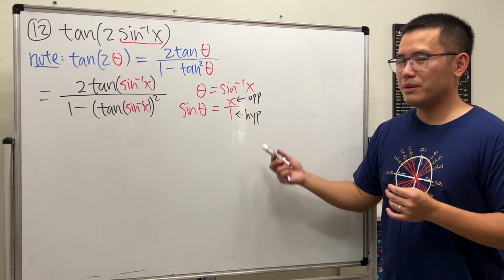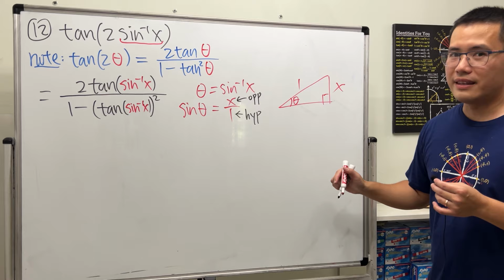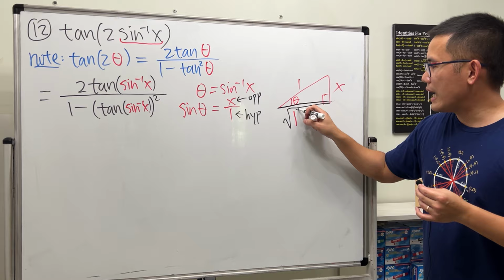Anyway. All right, based on this, let's go ahead and draw a triangle. Opposite is x, hypotenuse is 1. Here's the angle theta. And to figure this out, how do we do it? This is just a side, right? It's not hypotenuse. Open a square root. The hypotenuse goes first, square that, and then minus the other side, squared.